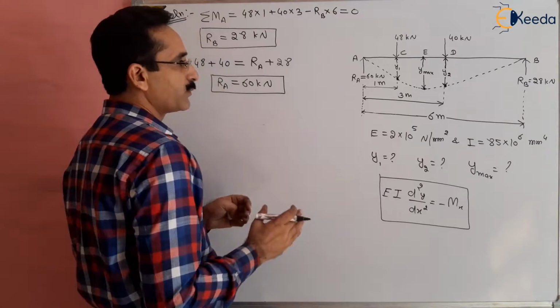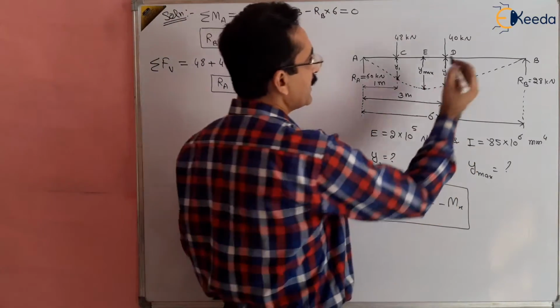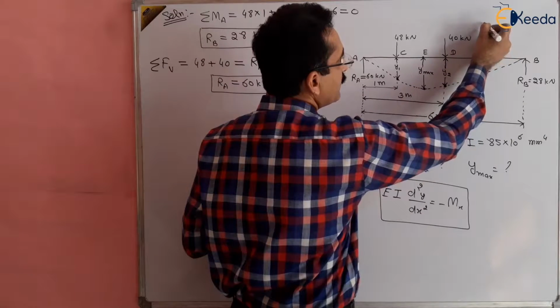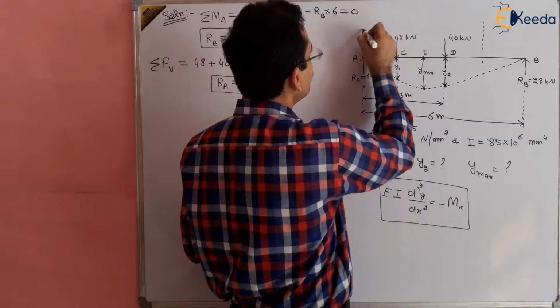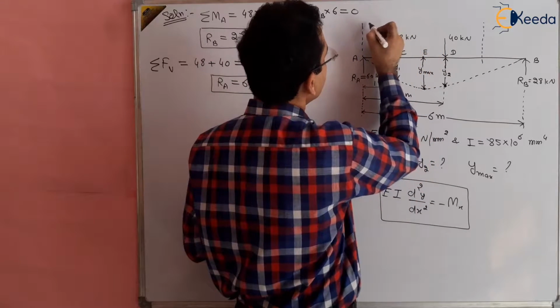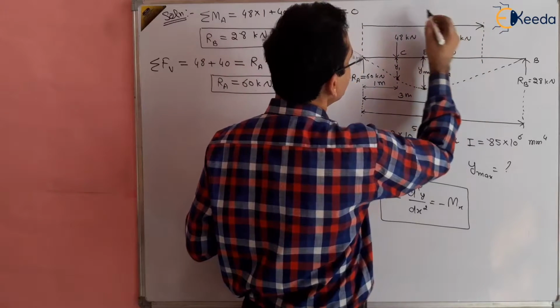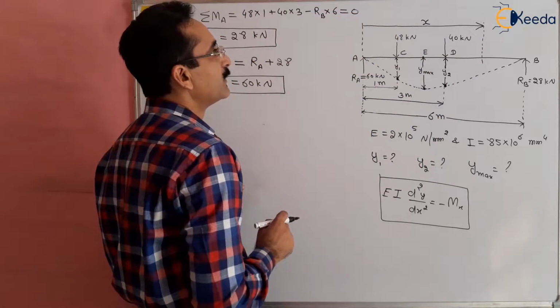But we can combine them by the dotted lines, like we have done in our theory lectures, so that we can take only one section at a distance x, like this. We have taken only one section x, right?